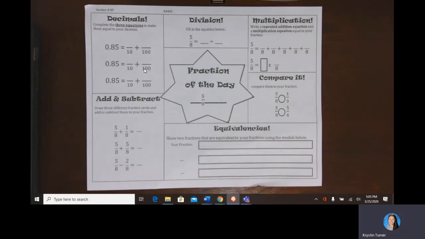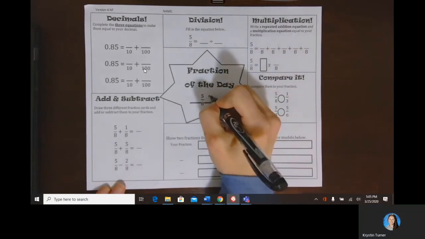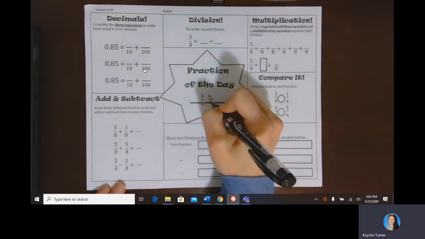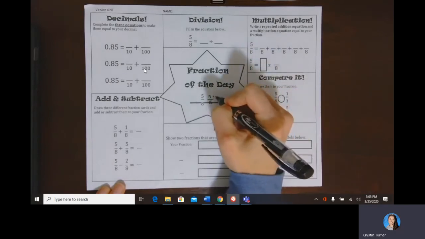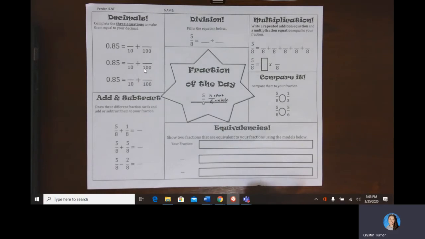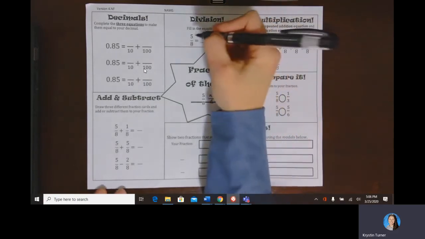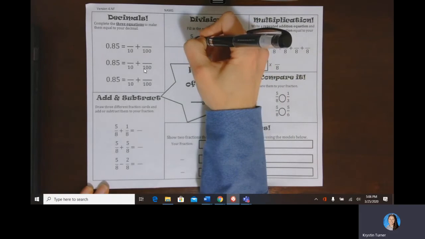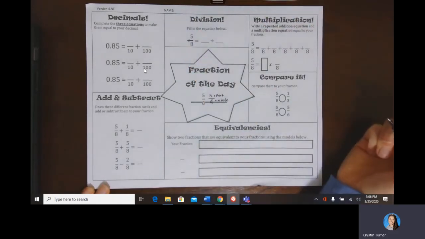Of the day, 5/8. We're going to start in our division box where it says fill in the equation below. 5/8 equals something divided by something. Just as a reminder, 5 would be our numerator, the part, over our denominator, the whole. We can think of this as our part, and the denominator is the total whole, how much one is split into.